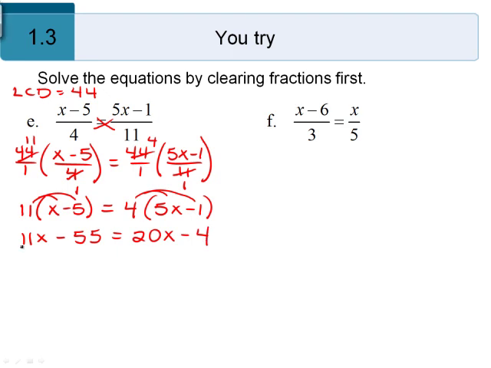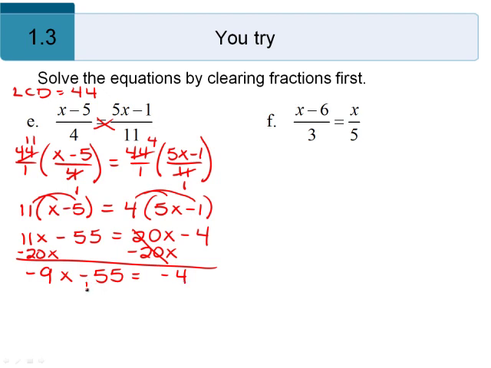Now, move your variables to the left. So I'm going to subtract 20x from both sides. I have a hard time subtracting upside down. That should be negative 9x minus 55 equals negative 4.